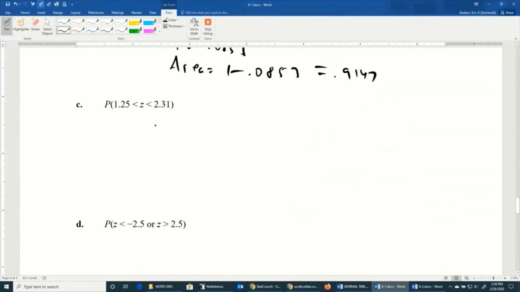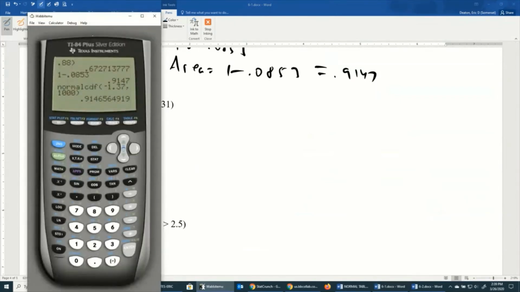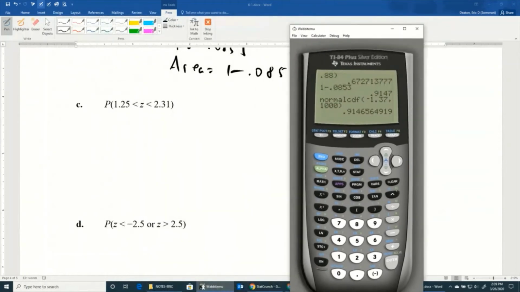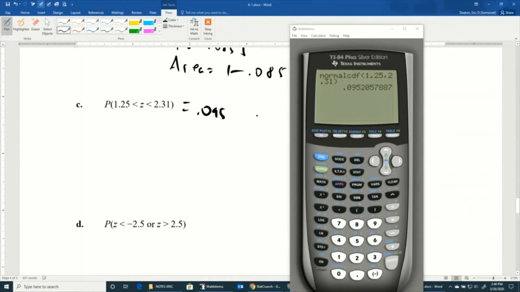In the in-between case, you can draw the pictures, find your two table values, and then subtract the two, if you want to do it by hand. But for my sake, I'm going to just use a graphing calculator and then use StatCrunch right quickly. Oh, wrong one. It's not stat, it's above the vars, second vars, 2, and then 1.25, comma, 2.31. Notice I didn't even draw a picture because I know the algebra behind it. 0.0952.